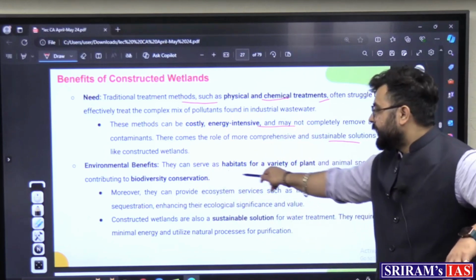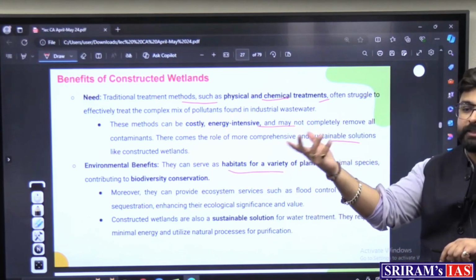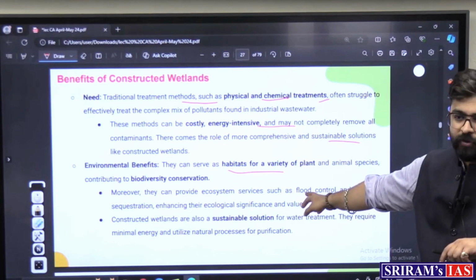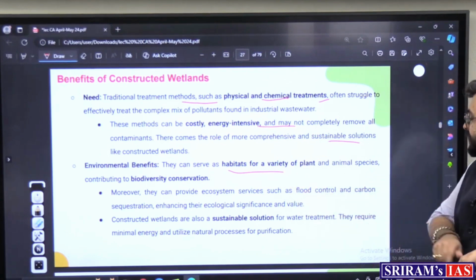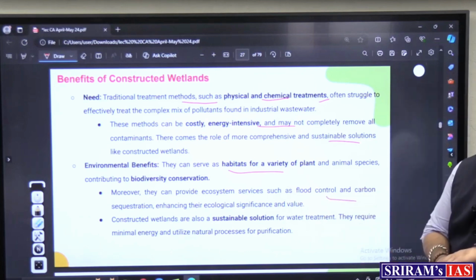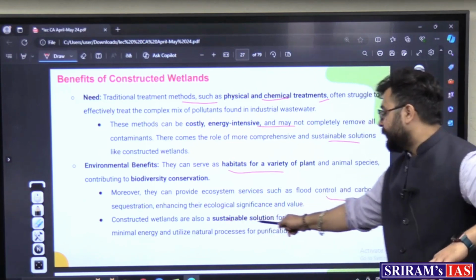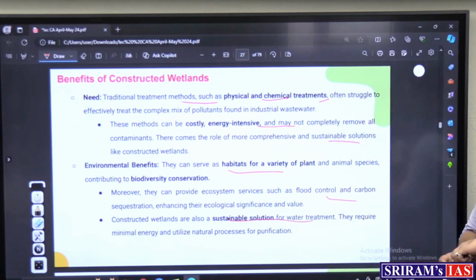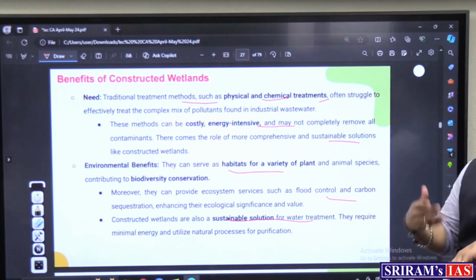Environmental benefits: don't you think if you create an artificial lake, even that will provide some kind of habitat to different organisms? Moreover, they can provide ecosystem services such as flood control, carbon sequestration, enhancing ecological significance value. Constructed wetlands are also a sustainable solution for water treatment. They require minimal energy and utilize natural processes for purification. So it's a natural filter.